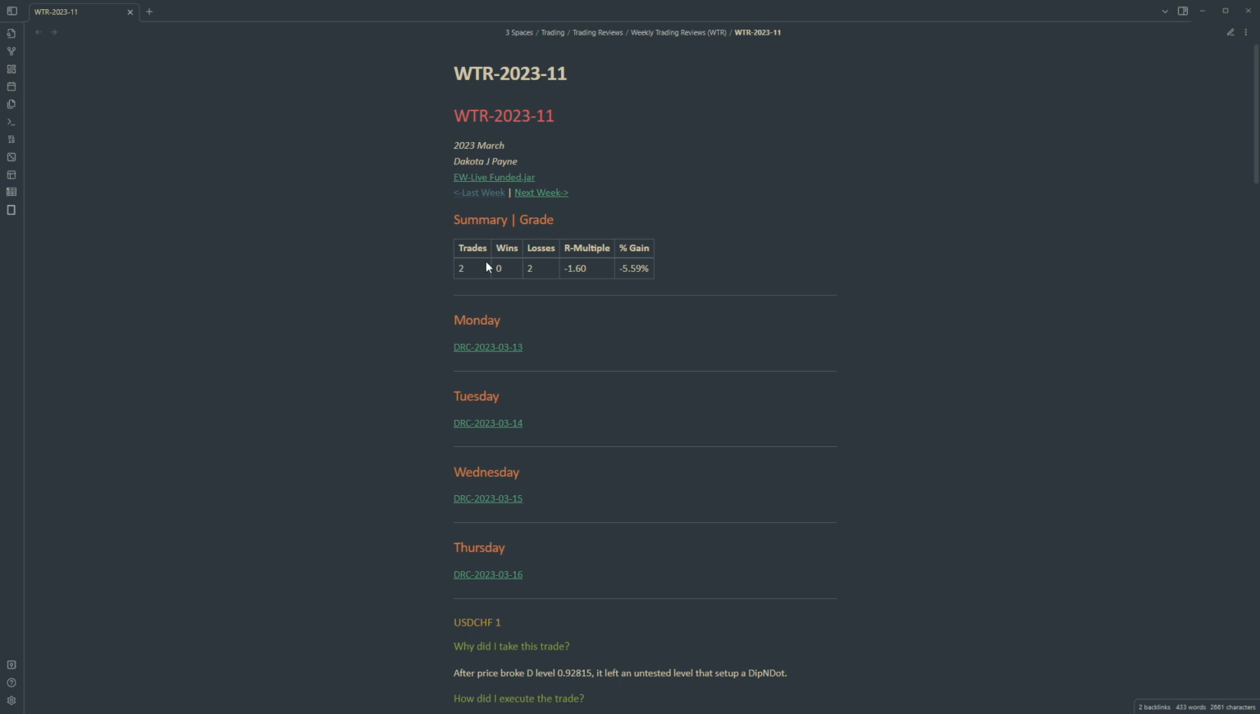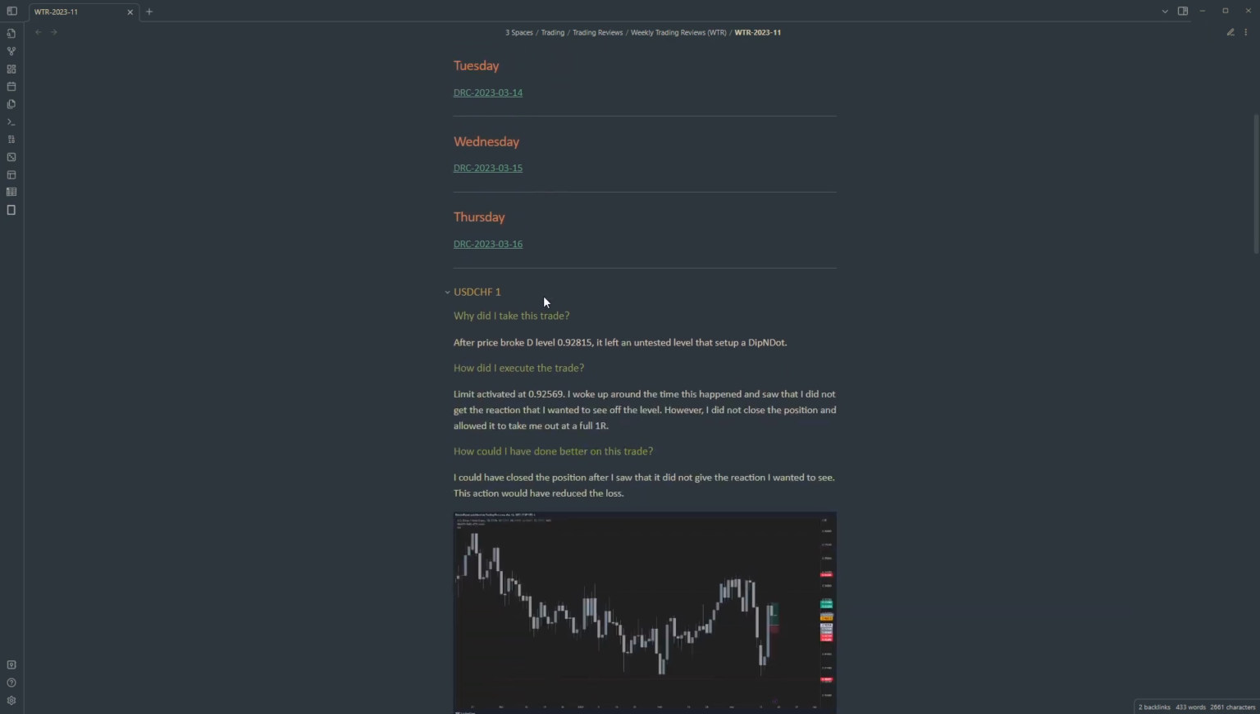So kicking off, I took two trades, had 0 wins, 2 losses, and lost 1.6 R multiple and a minus 5.59 R gain. Now getting to the first trade, dollar Swiss.